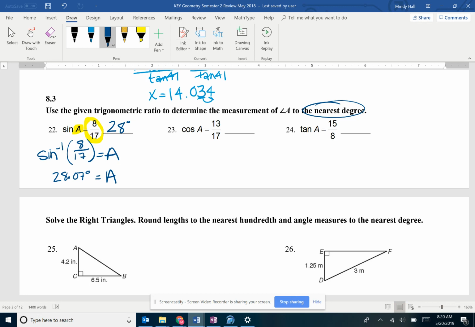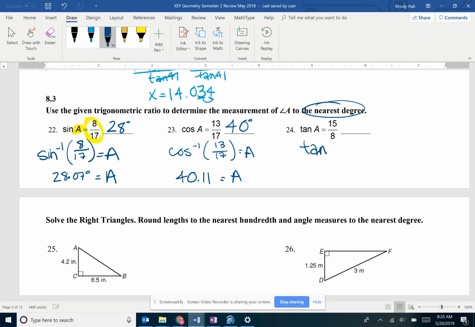Okay? So then for the next one, if we were to write it with inverse trig, we'd have inverse cosine of 13 over 17 equals a. So then putting it into the handy-dandy calculator, inverse cosine of 13 over 17 gives you 40.11. And again, nearest degree, that's just going to be 40 degrees.